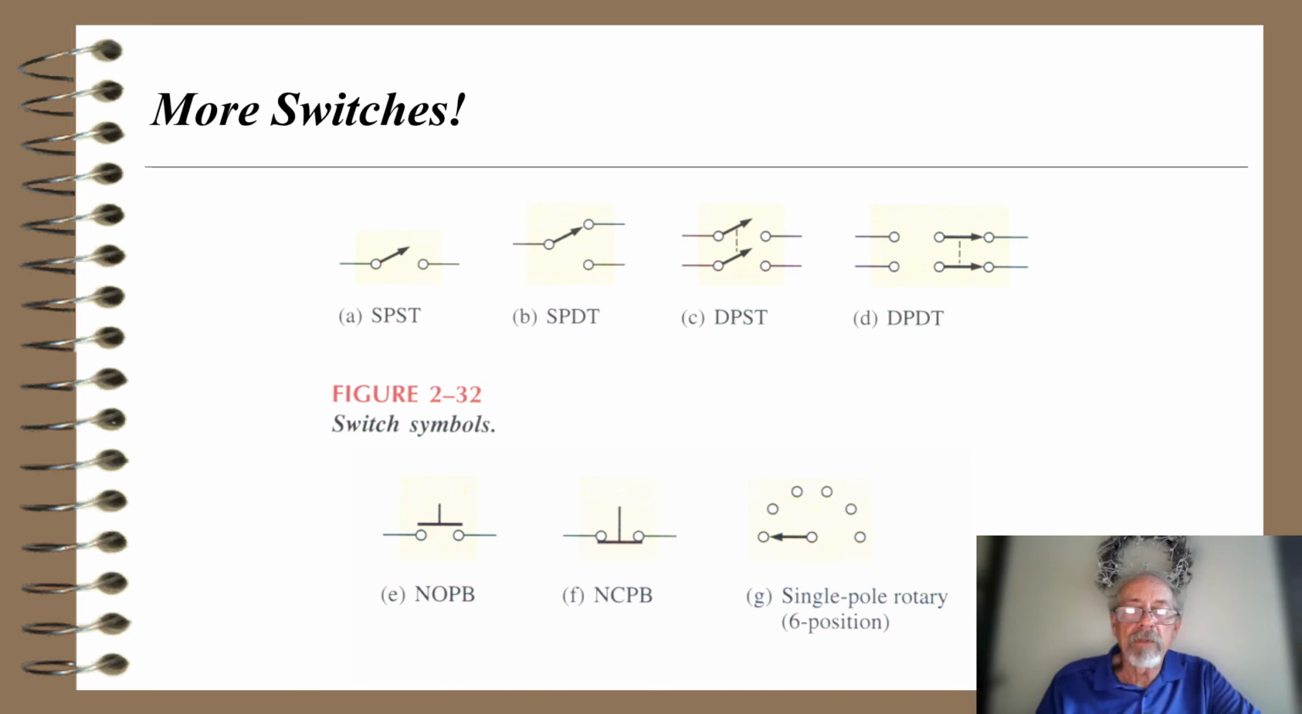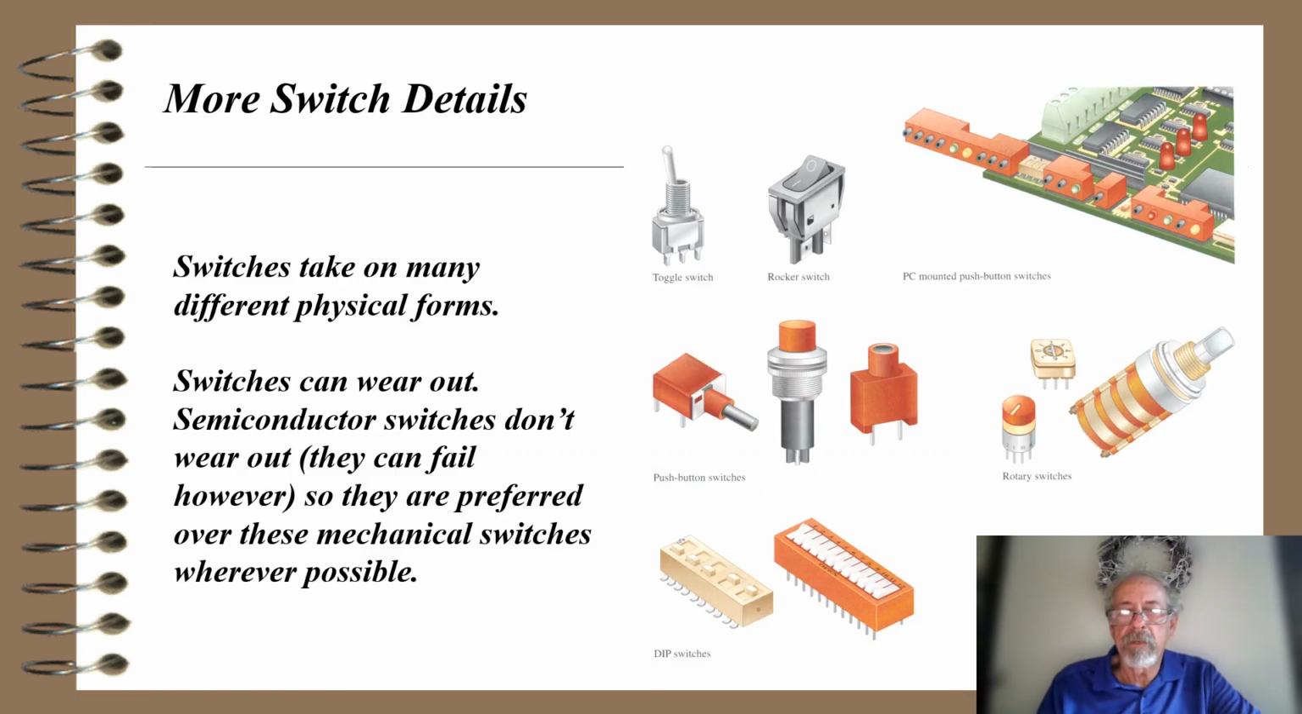And if you push on those things, the first one, E, would make a contact, but it has a spring on it, so if you let go of the button, it disconnects. The normally closed push button has a spring. If you push on it, it'll disconnect, but if you let go, the spring will bring it back, so it's making contact. And then they show a single pole rotary 6-position switch there. Today we call these electronic multiplexers for the rotary switches.